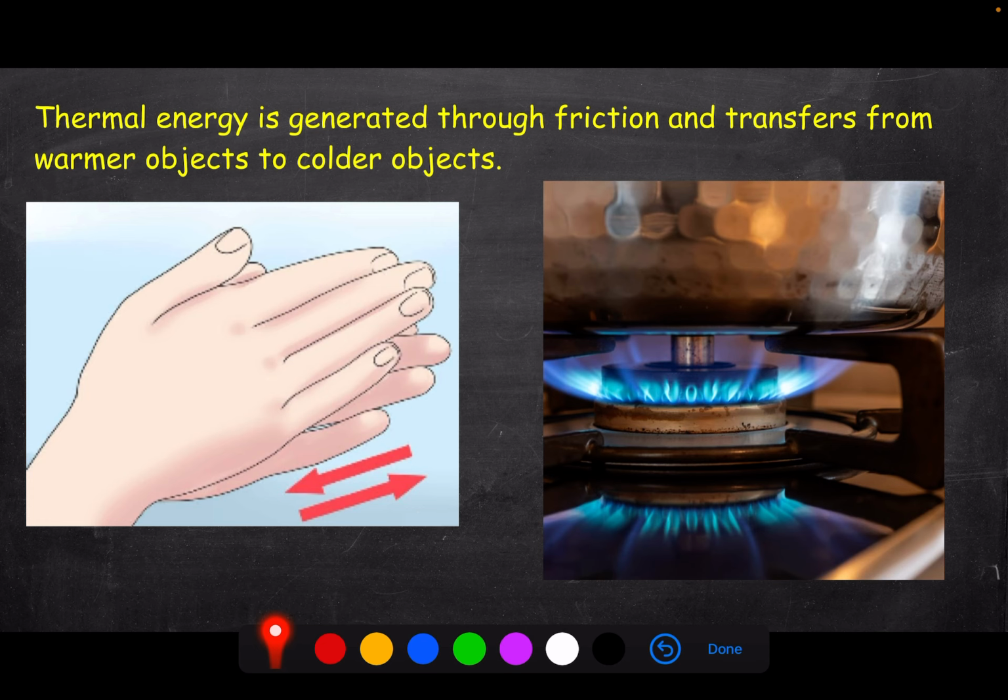So rubbing your hands together, you'll notice that your hands feel warmer, and that's because you're generating friction from the movement. And this flame transfers the thermal energy that it generates into the cooler metal of the pot until the pot gets warm enough to do what it needs to do, which is to cook food.